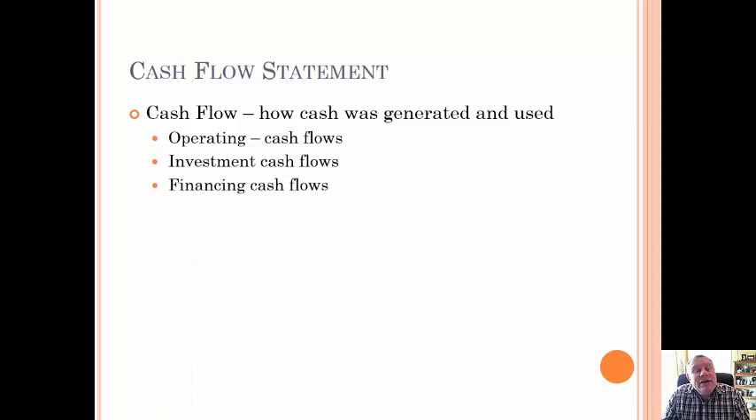Then there is financing cash flows. Did we borrow money? Did we repay money? Did we issue debt? Did we buy stock back? Did we pay dividends? So it's about financing the company. So these are the three sources of where cash comes from, and or is used. It comes from operations, that's running the business cycle. The second is from investments, and the third is from financing.